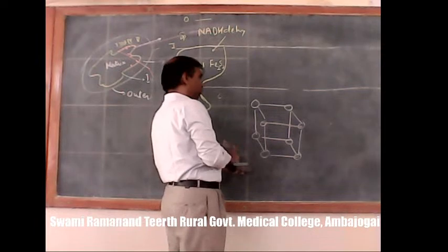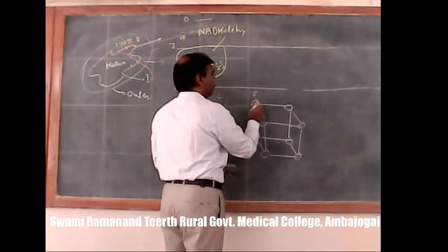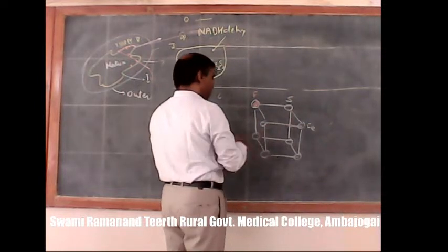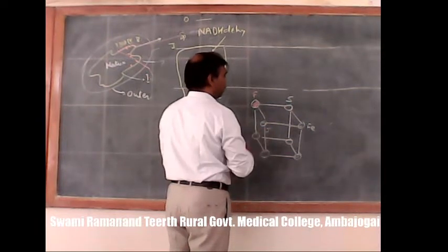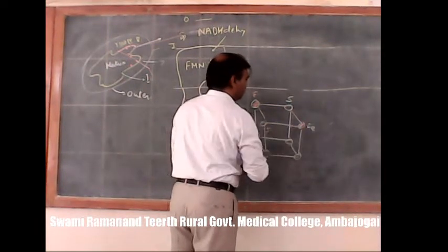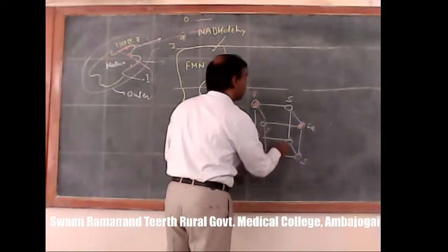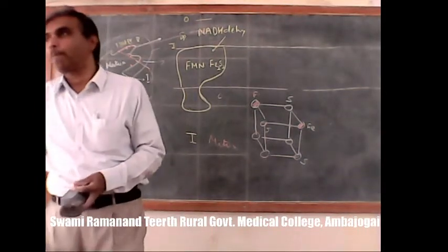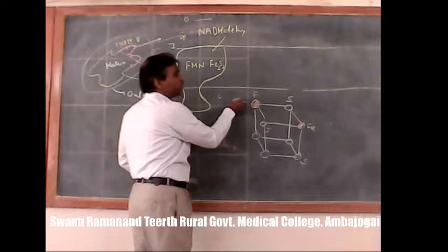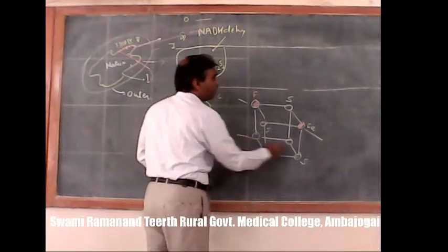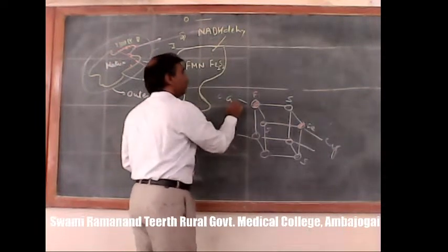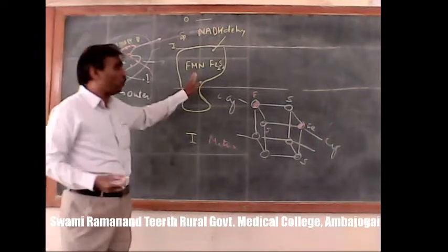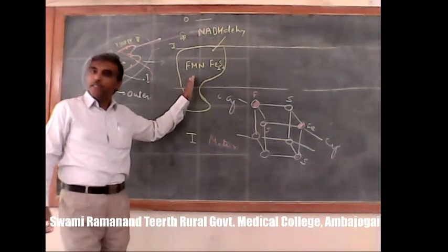They are alternate. This is Fe, this is S, this is Fe, this is S, this is S, this is Fe, likewise. So 4Fe, 4S, or Fe4S4, and this is linked. Fe is linked to the cysteine of the protein. It is a protein that is present in complex 1.